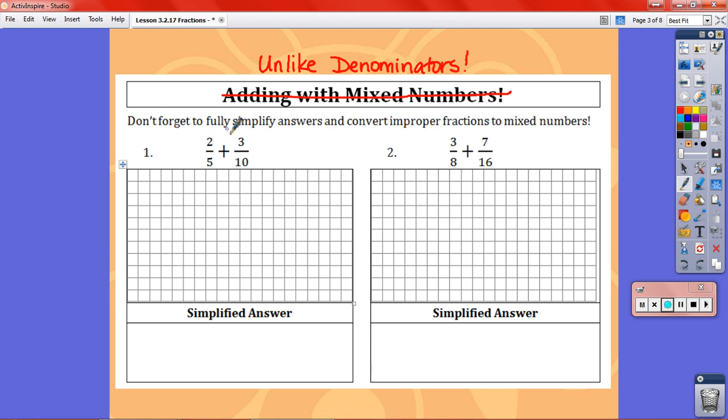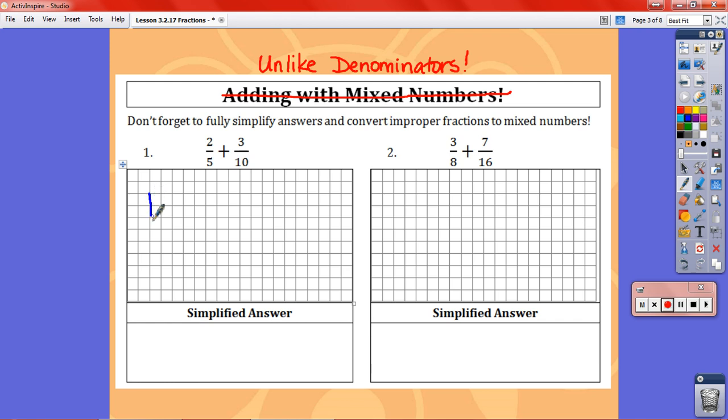With unlike denominators, we have to fully simplify answers and convert improper fractions to mixed numbers in order to get full credit on any given answer. So first we have 2/5 and 3/10, and we can't add fifths and tenths because they're different sizes. But the good thing about this is that fifths are twice as big as tenths.